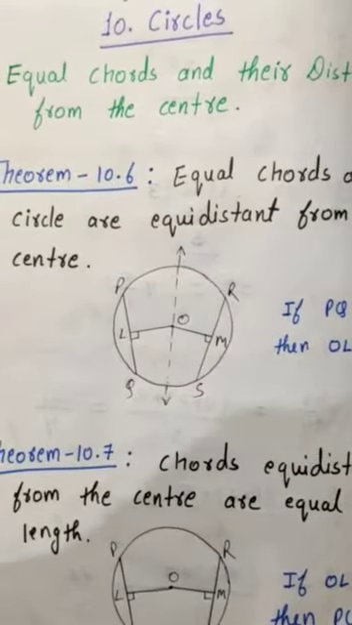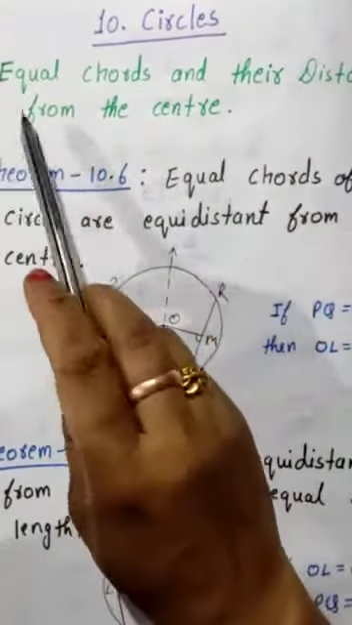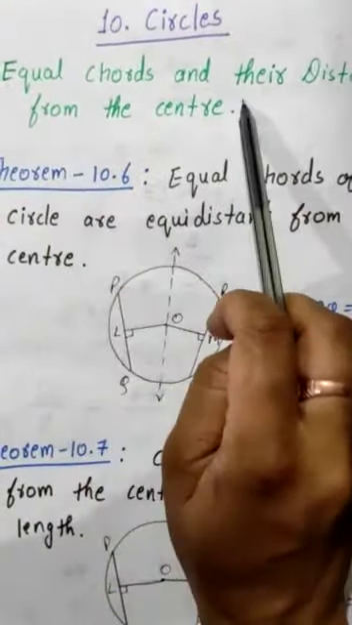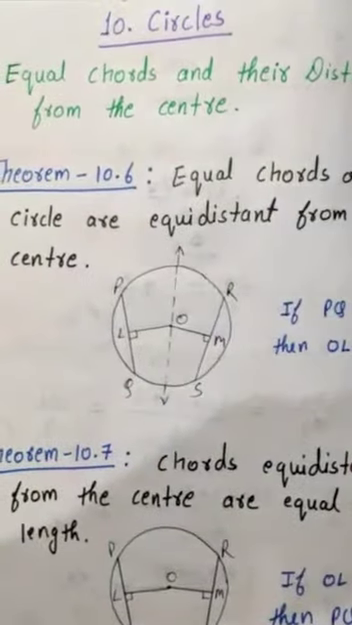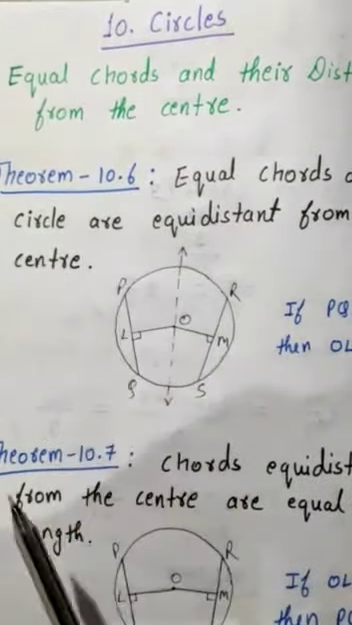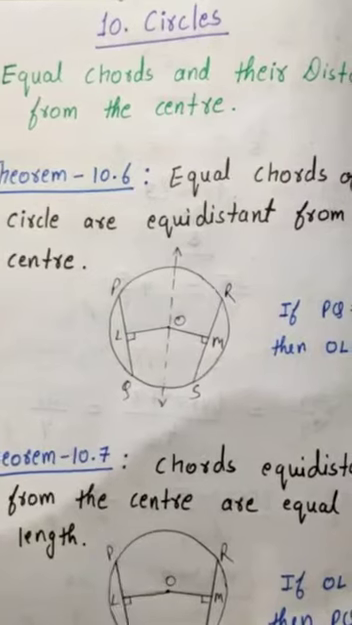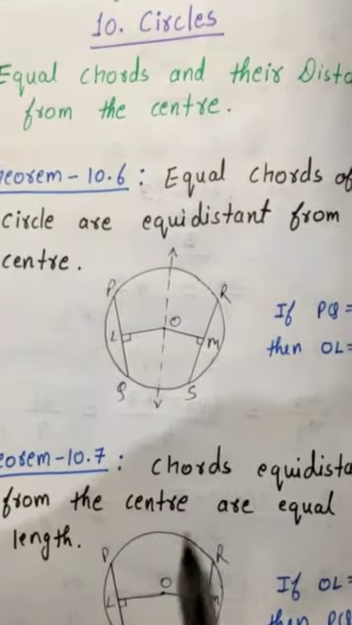So today we are going to continue with the chapter circles. In this we are going to study equal chords and the distances from the center. In this section you have two theorems, theorem 10.6 and theorem 10.7. These two theorems you just have to understand. Proofs are not included.